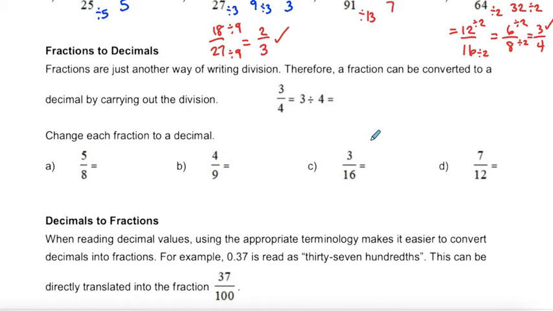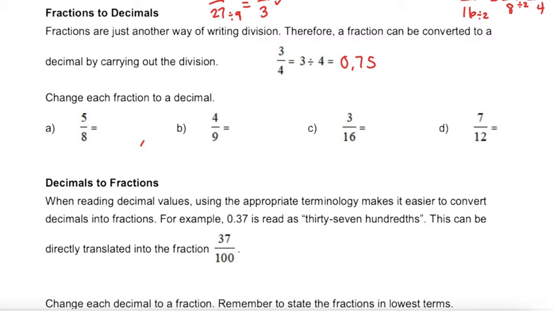Well, we know that fractions are just another way of writing division. So therefore, a fraction can be converted to a decimal by carrying out the division. So 3 over 4 is the same as 3 divided by 4, and 3 divided by 4 gives us 0.75. So we're going to go ahead and change all of these fractions into decimal numbers by dividing our numerator by our denominator.